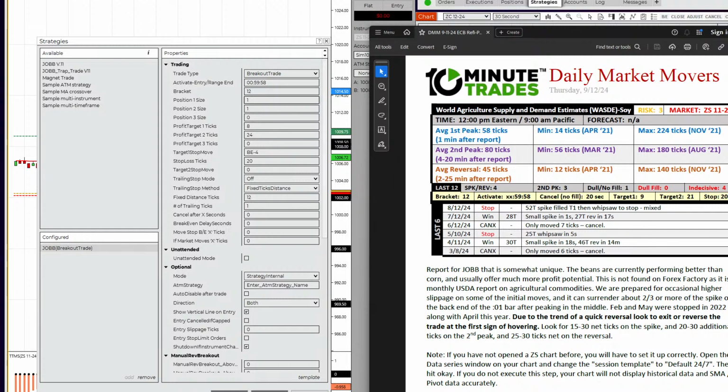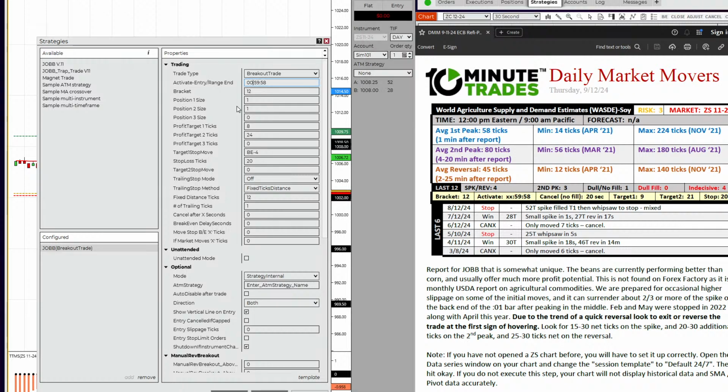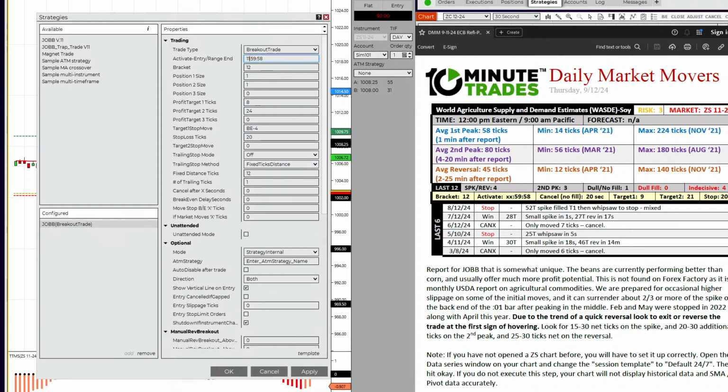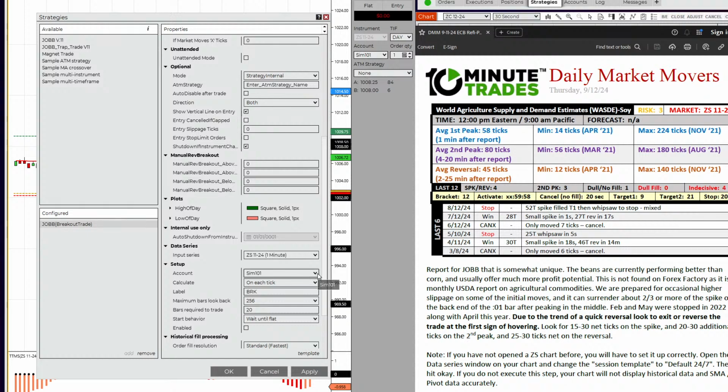And we've got a bracket of 12, targets anywhere between 8 and 25-ish, I think is within reason. Stop is 20, and then target one stop move means if your first target gets hit, you might want to move the stop to break even plus, break even minus a few ticks, 3, 4, 5. Triggering at 11:59:58. Trading in Buell.